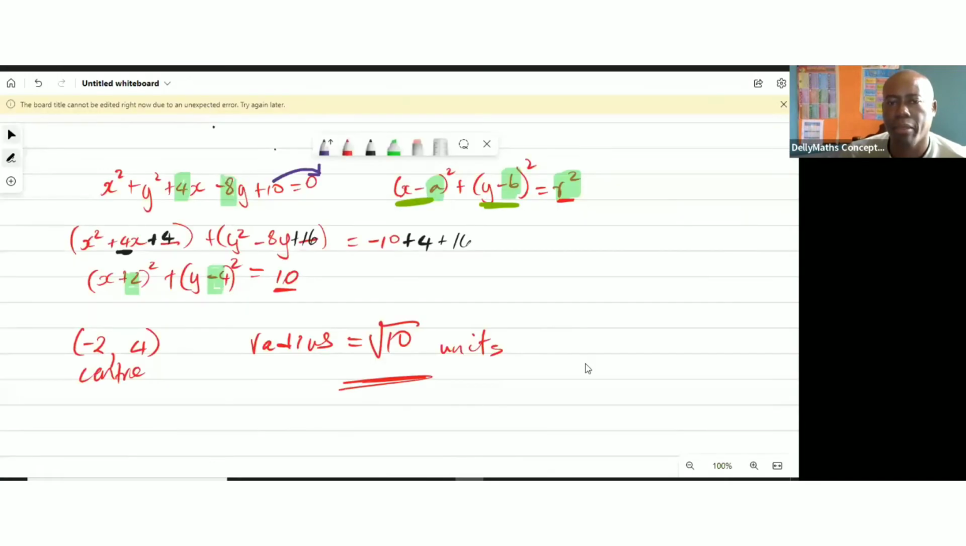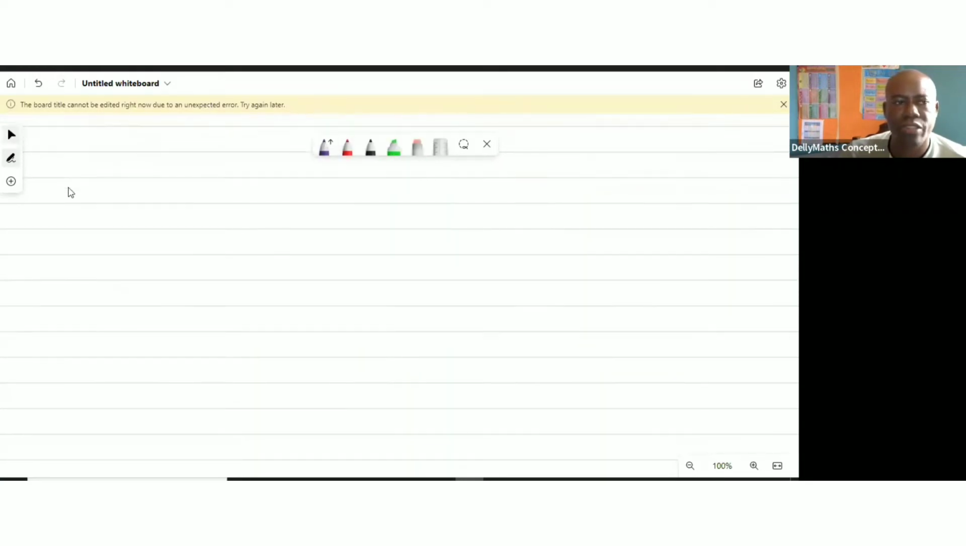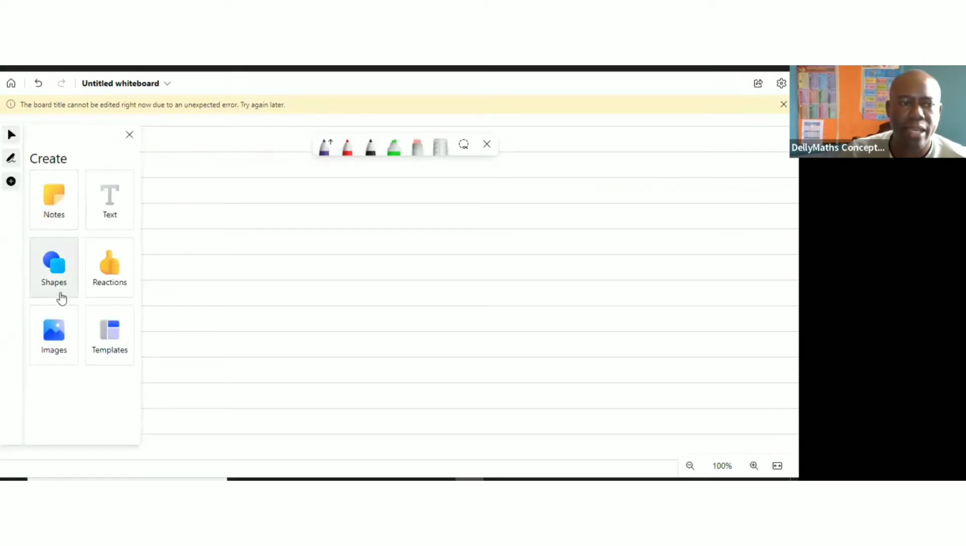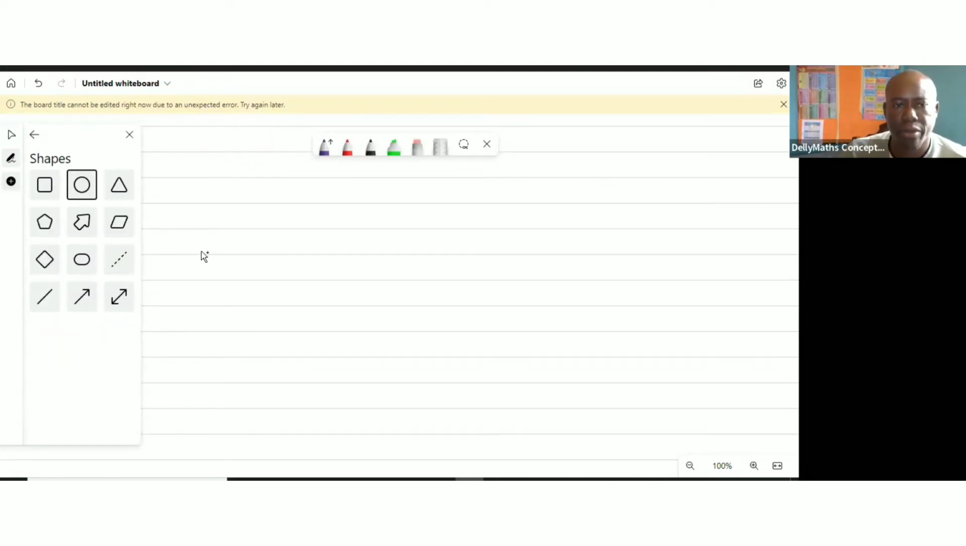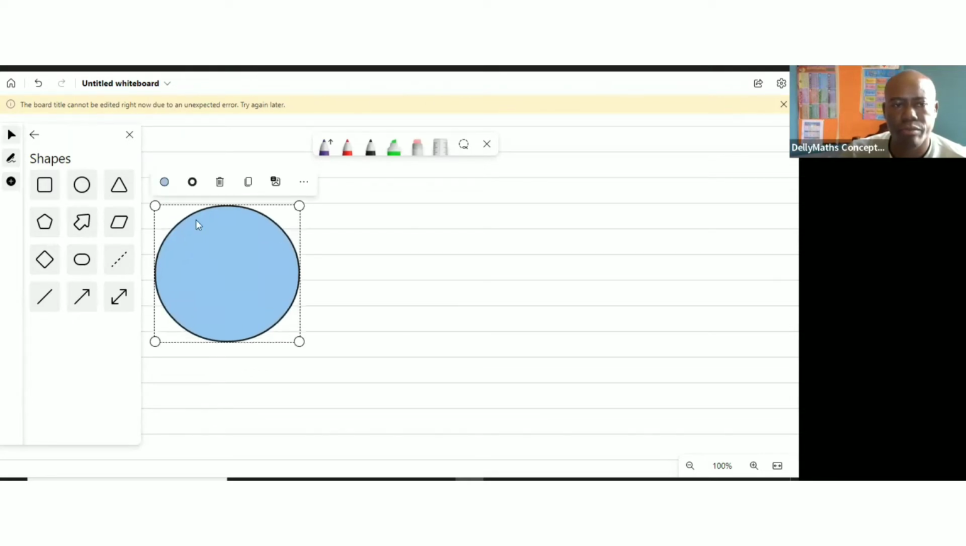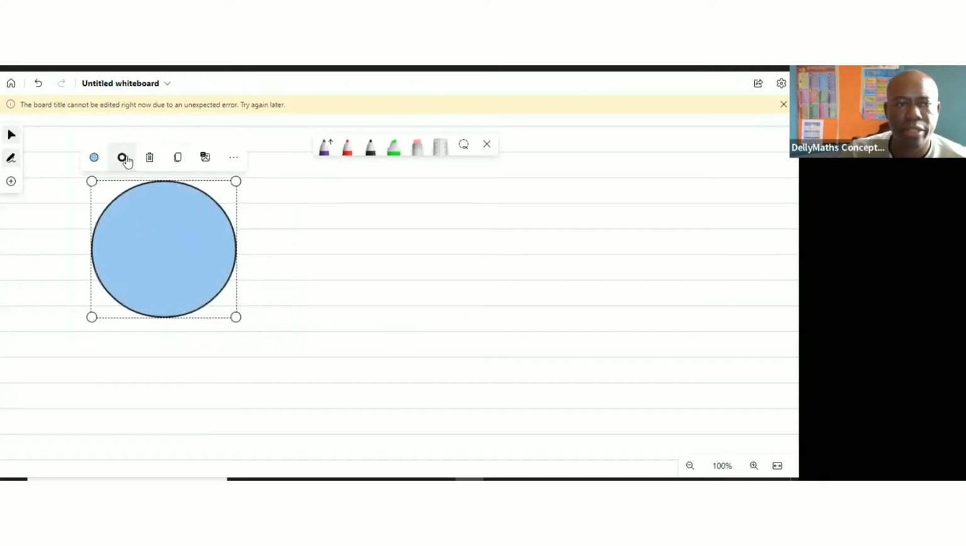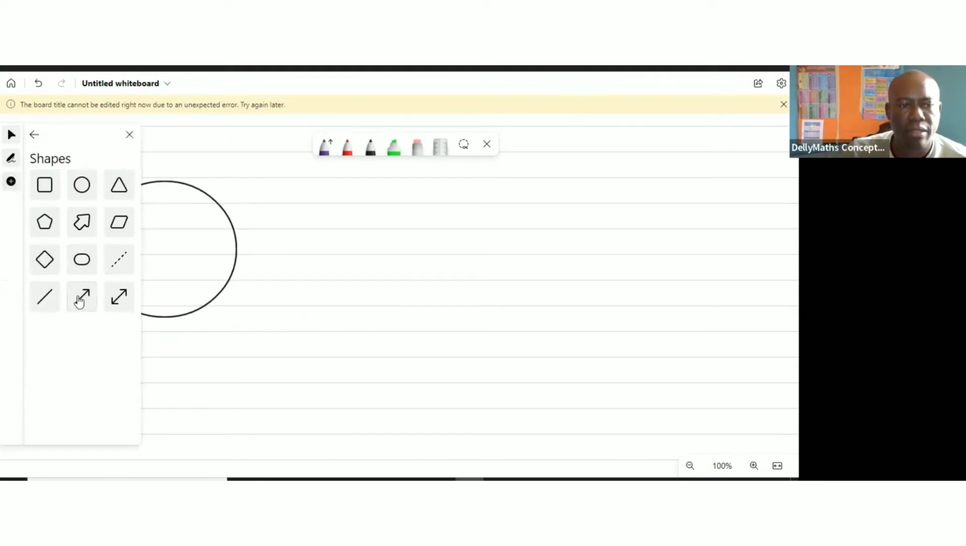All right, so the next question says, determine the equation of the tangent to the circle at the point negative 5, 5. All right, so we want the tangent to the circle at negative 5, 5. So basically, we have a situation like this. We have our circle. And we have a center. So let me just put the center on the circle. So we have the center of the circle there.